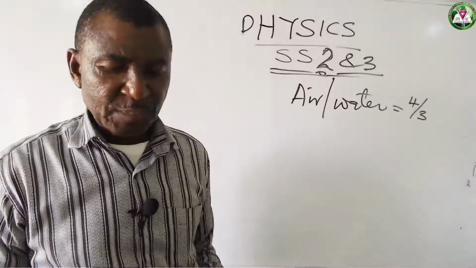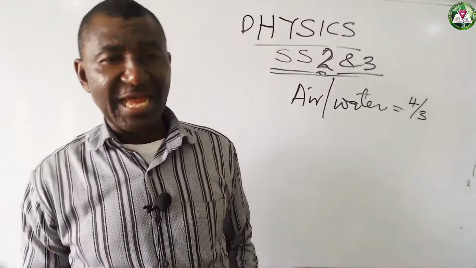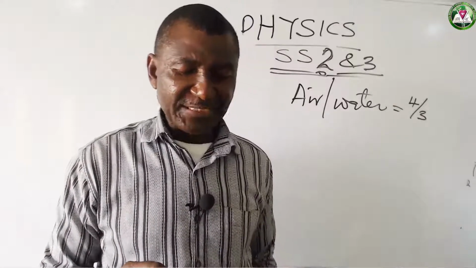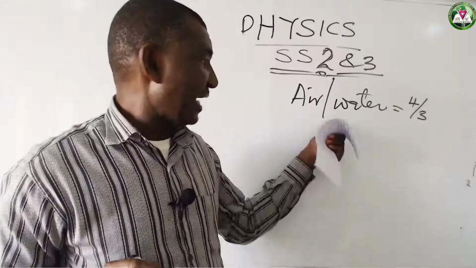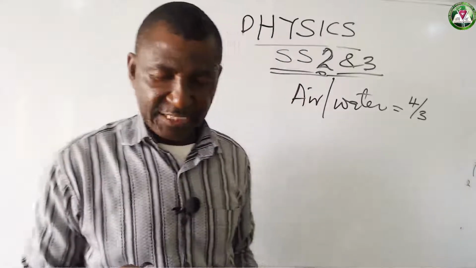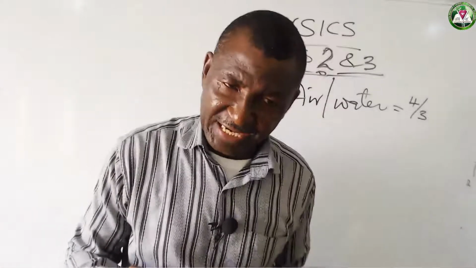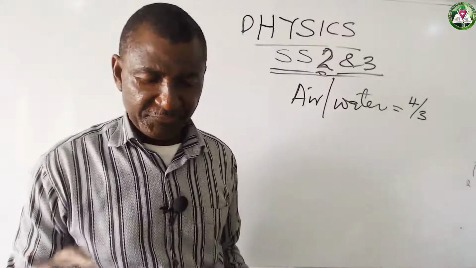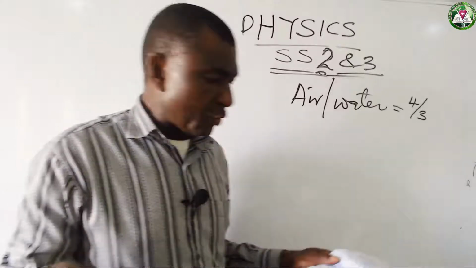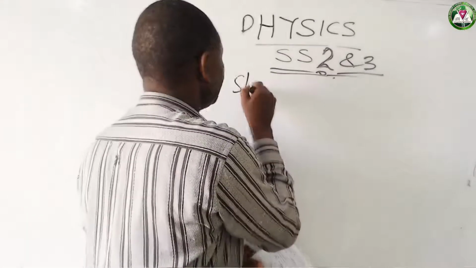Take the question again. The angle of incidence of light traveling from air to water is 30 degrees, and the refractive index equals 4/3. The question says, calculate the angle of refraction. Alright, so we are now going to use the equation. Let's see our solution.